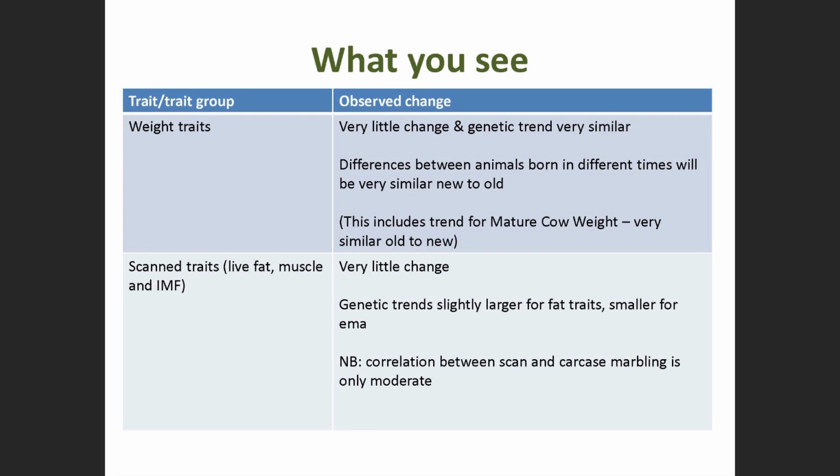And I'll show you this in a minute, but this holds also for mature cow weight. The genetic trend for mature cow weight is exactly what it was before. So weight traits have essentially, in general, remained unchanged from what was there before. And that probably, more than anything else, reflects the fact that that's the group of traits for which the breed had the most data pre-2000. So there was heaps and heaps of data before, and the new data hasn't changed the story very much.